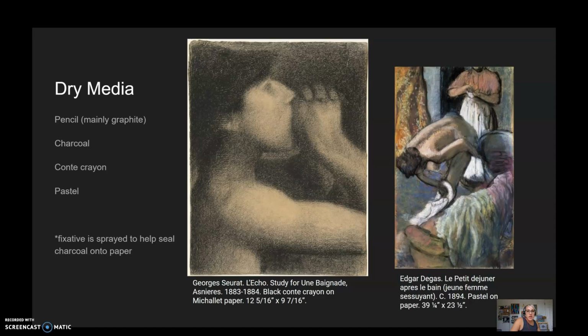And another thing I just wanted to point out here is you can see both of these examples that are on the screen. When you're using things like pastel or charcoal, it might tend to look a little bit blurrier depending on how the artist renders their drawing. And usually when they're finished, an artist will spray what's called fixative to help seal charcoal onto paper. It's kind of like hairspray, but it's for art.